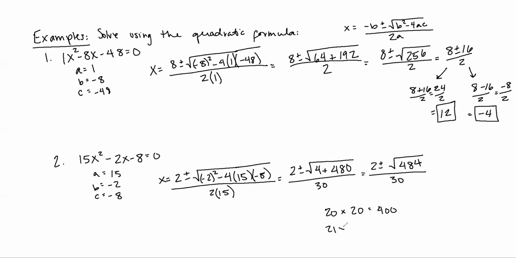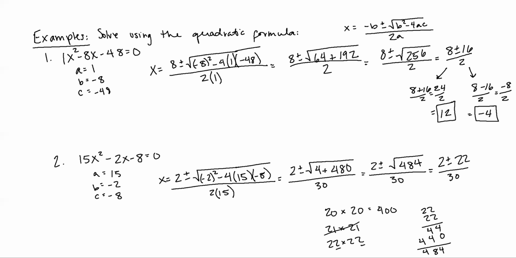So if we did 21 times 21, multiplying just the ones place, 1 times 1 would give us a 1 here. That's one nice way to check these. If we did 22 times 22, that could work because 2 times 2 is 4. So let's try multiplying 22 times 22. We get 4, 4, bring a 0, 4, 4, and we get 484. So the square root of 484 is 22, so we have 2 plus or minus 22 over 30.